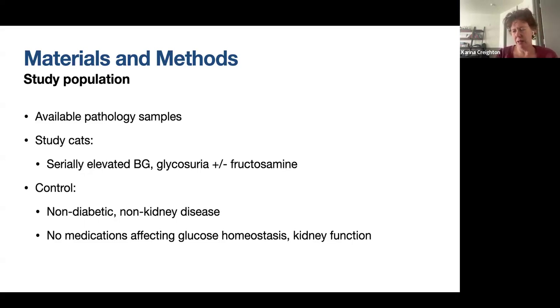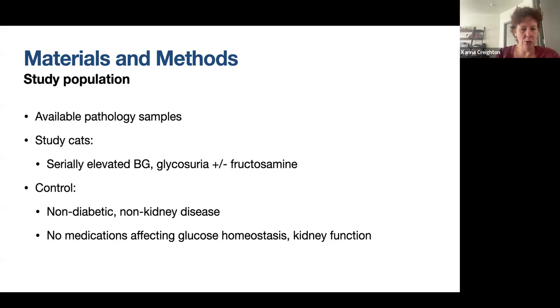When we get to the discussion, although they don't really touch on this, I think it was an interesting choice to exclude cats with kidney disease. From my perspective, it would have been as interesting, if not more interesting, comparing diabetic cats versus cats with chronic kidney disease. So I guess it's whether those samples were available. These are banked samples, so maybe they used what they had.